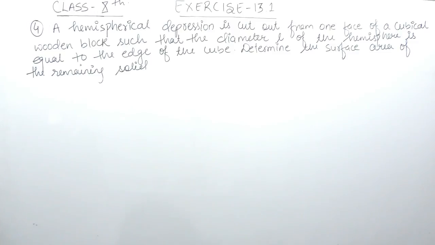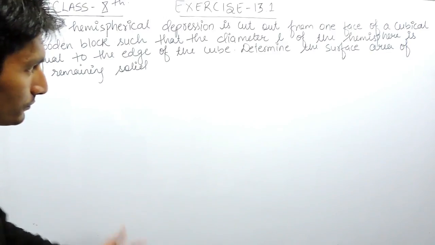The question says a hemispherical depression is cut out from one face of a cubical wooden block such that the diameter L of the hemisphere is equal to the edge of the cube. Determine the surface area of the remaining solid.